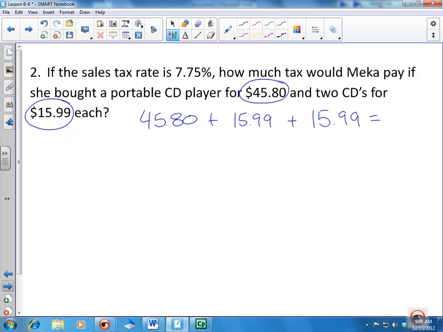Gives me $77.78. Okay, so I have $77.78. Now I need to take my total for the items, which is $77.78, and I'm going to multiply that times my percent. Don't forget, I have to change this to a decimal first, so I need to move my decimal over 2 places. 1, 2. So I'll be 0.0775. Okay, well, when I multiply that times 0.0775, that's going to give me $6.03.